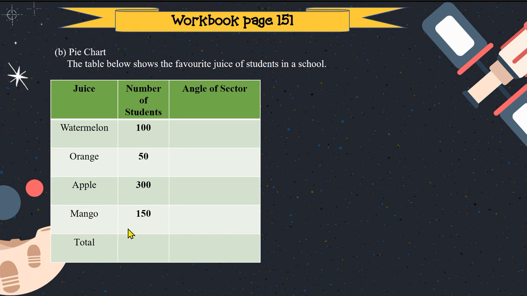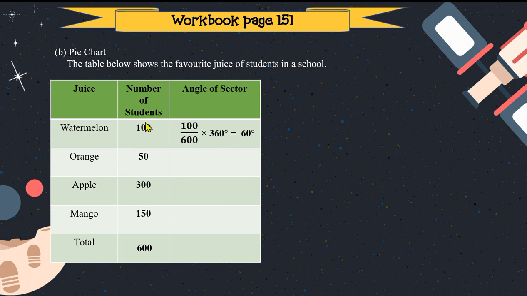So the first thing you have to do is find the total number of students here. You add all these up and you get the total of students equal to 600. And then now we can find the angle of sector. So remember how to find the angle of sector. The number of students for each section, you divide by the total 600 and then you times 360. Why do we times 360? Because we want to find the angle. A whole turn is 360.